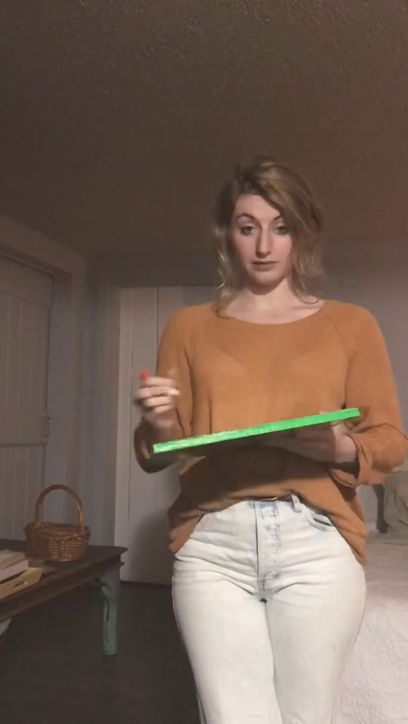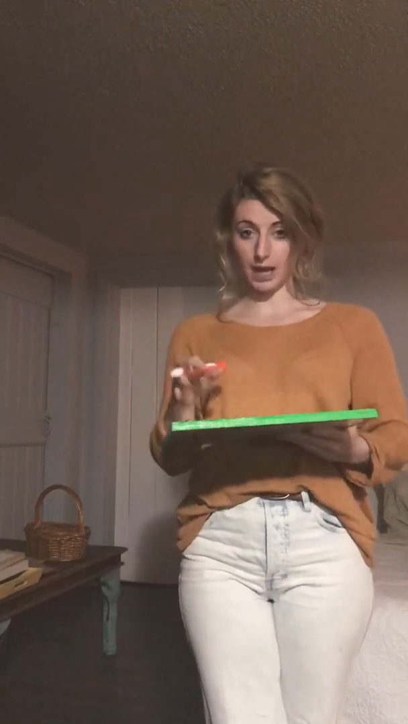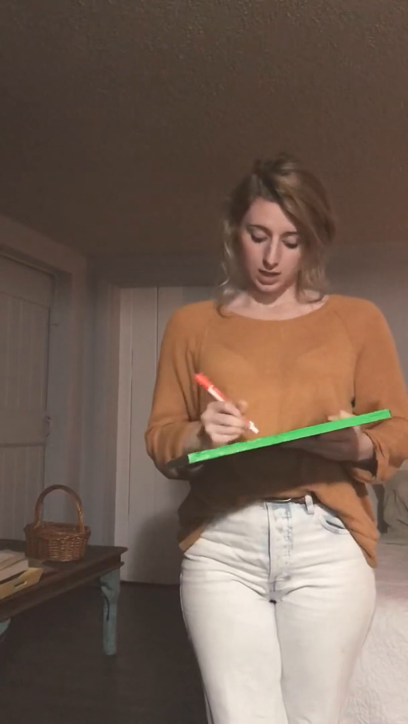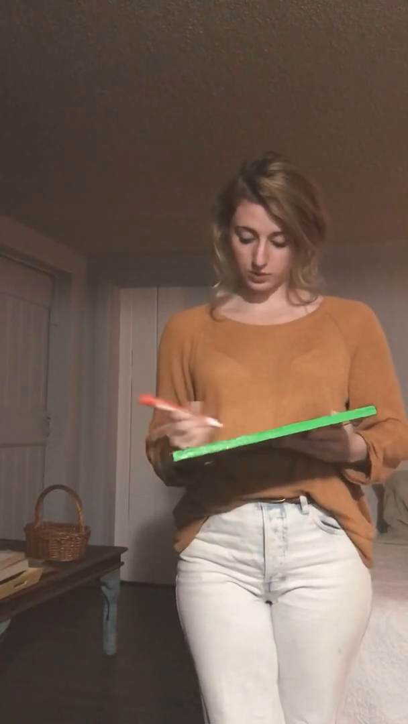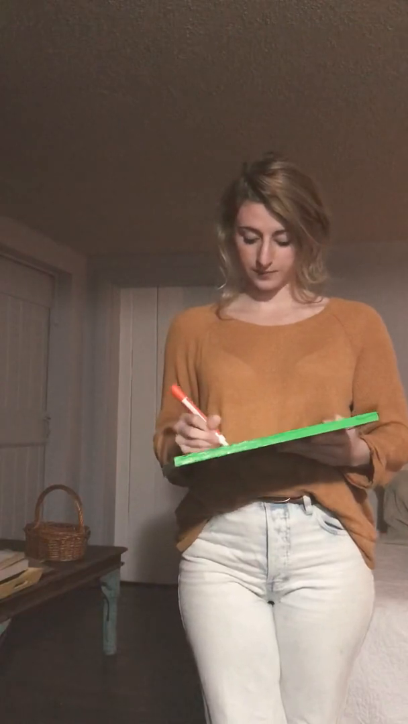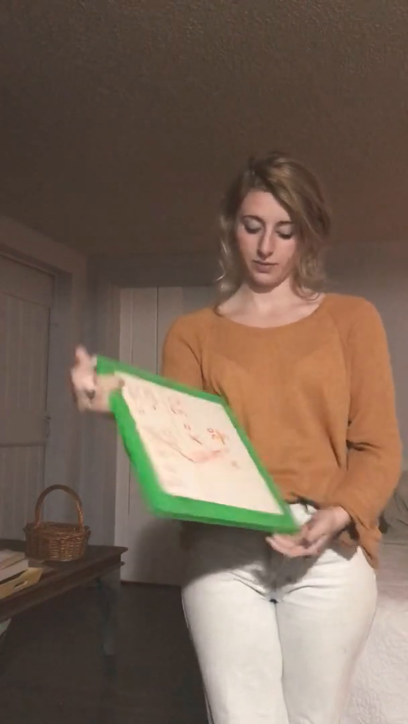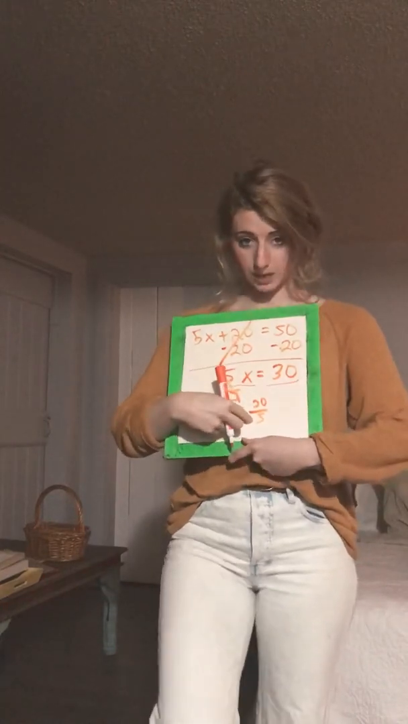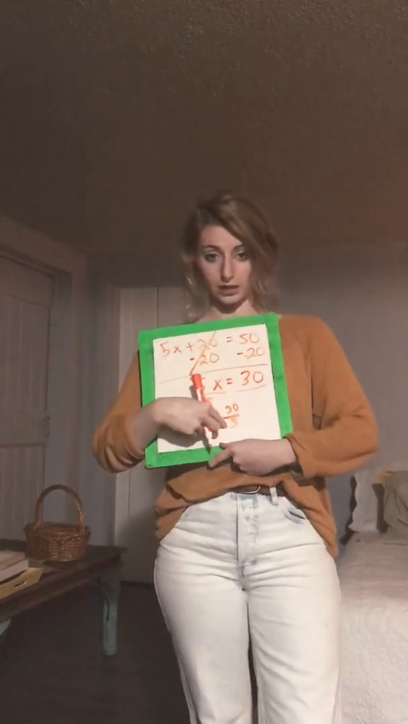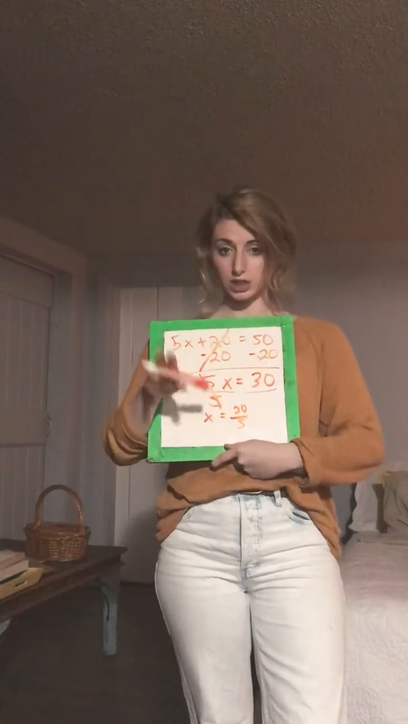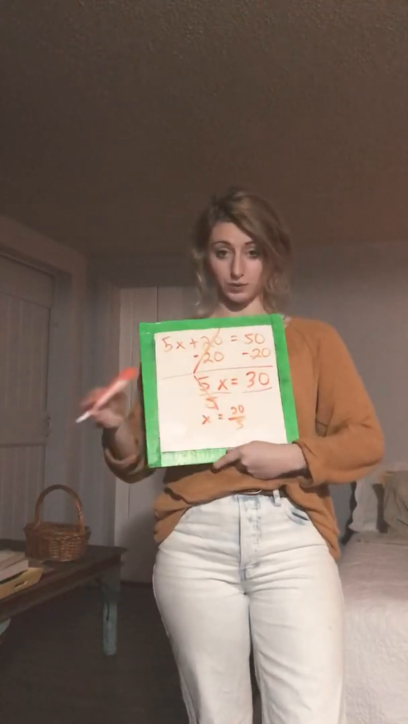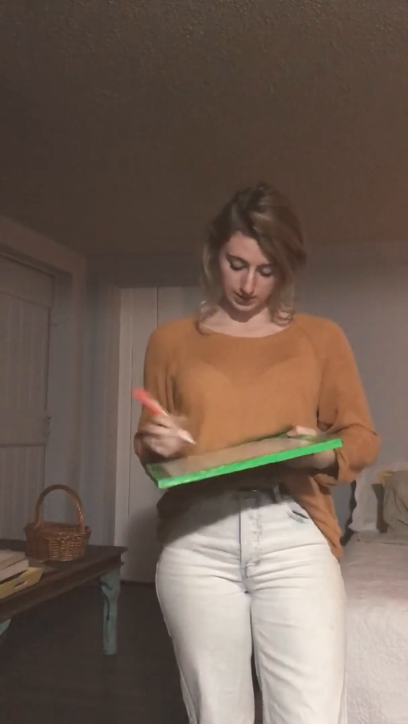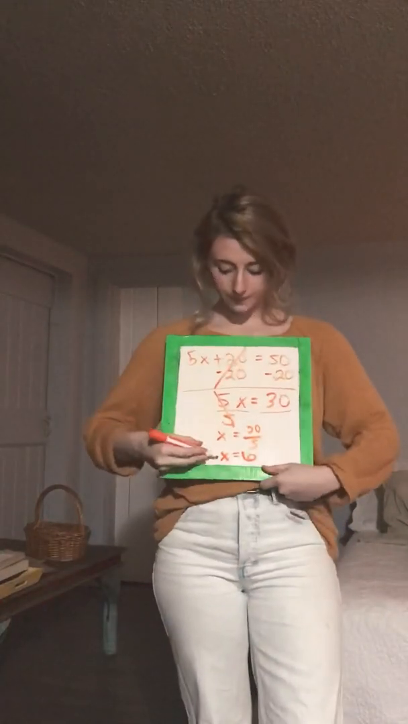5 divided by 5 is going to cross out. It's an implied 1, but the x will just stay there. It's representing the 1. So we have x equals 30 divided by 5. 30 divided by 5 is also an improper fraction, and this one will result in another whole number. If you know your multiplication and division, you know that 30 divided by 5 gives you 6. So x equals 6 right here.